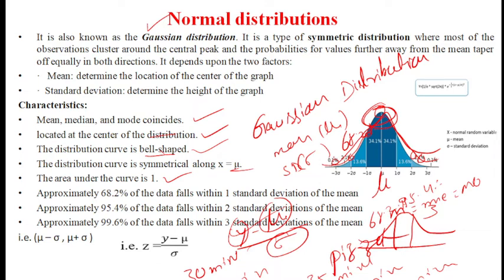What is the other name for this normal distribution? Gaussian distribution. In the examination, they may ask for the other name, that is Gaussian distribution. Remember this other name also.